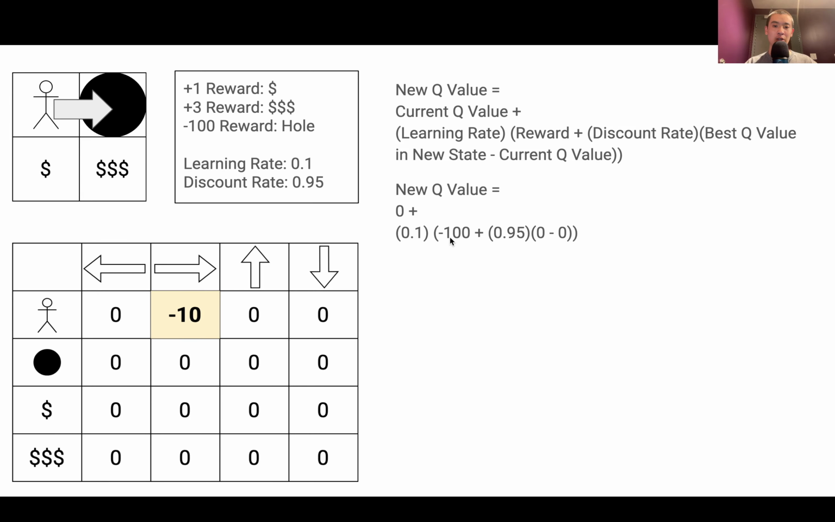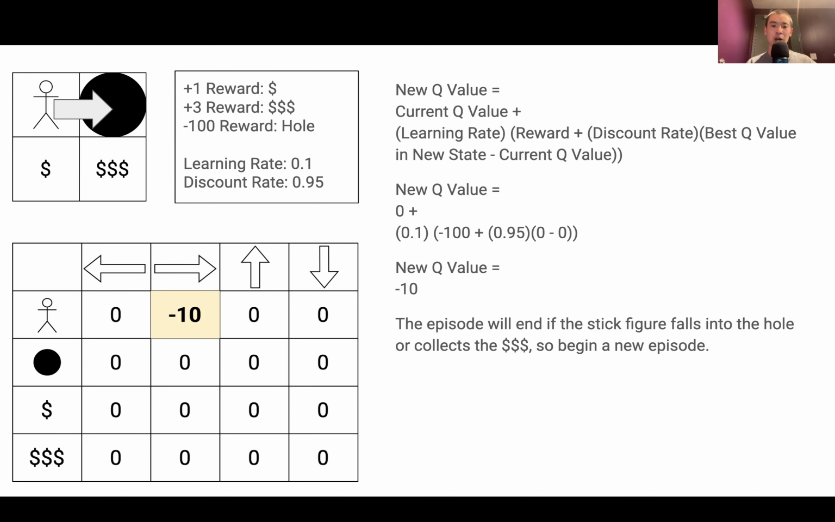So we'll do the reward of -100 plus the discount rate of 0.95 multiplied by the best Q value in the new state minus the current Q value, which is 0 minus 0, which gives us negative 10. The episode will end if the stick figure falls into the hole or collects the $3 signs, so we begin a new episode.